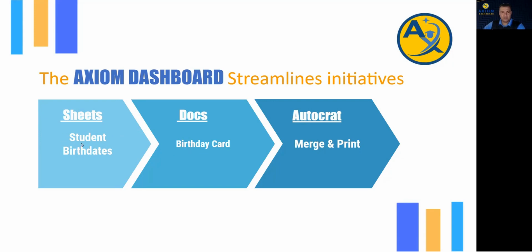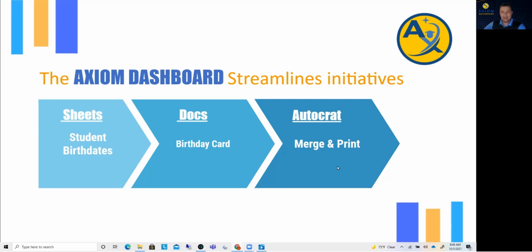So we're going to start with Google Sheets, where we're going to manipulate data around student birthdays. We're going to go into Google Docs and create a birthday card. And then after that, we're going to use an add-on called Autocrat, which is going to help us to merge and print the data that we need to celebrate student birthdays. All right, so here we go. Join me.